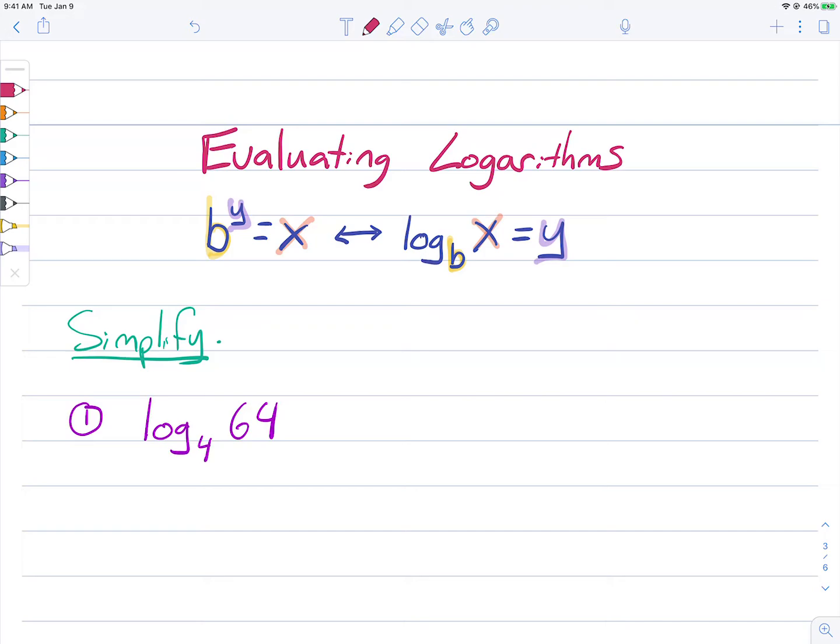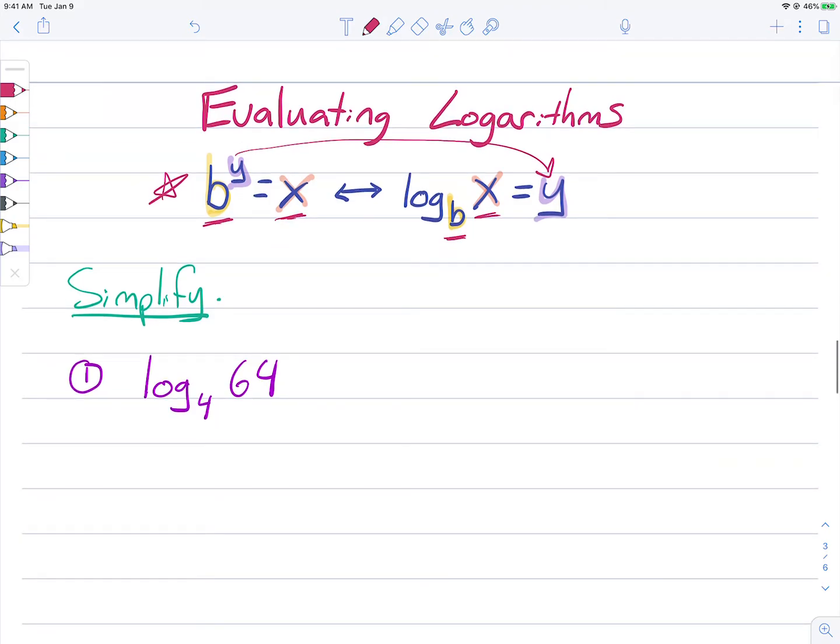Evaluating logarithms. So first, don't forget our rule, our patterning. Something like b to the y equals x, then log base b of x equals y. So our base for our exponent becomes the base for our log, our exponent becomes the answer to our log, and our answer for exponential becomes what you're taking the log of.